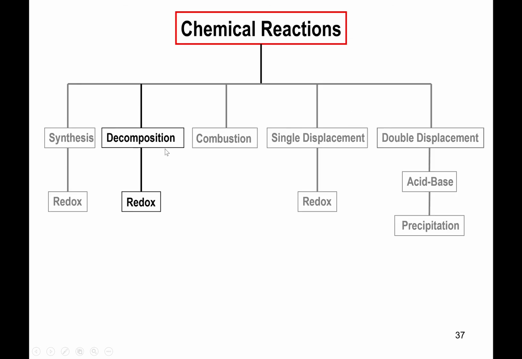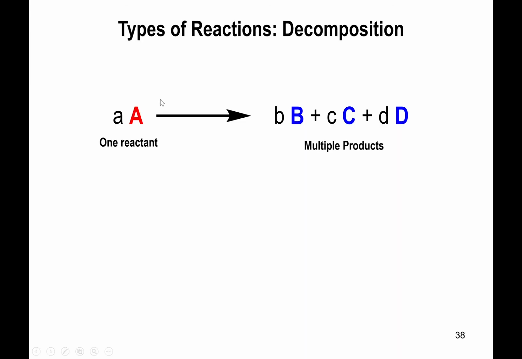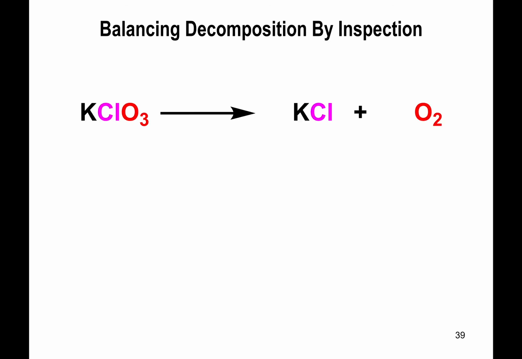All right, now decomposition in a way is the opposite of synthesis. You start with only one thing, but you end up producing multiple products, right? In that respect it is literally the opposite of synthesis, but not necessarily the reverse of synthesis. It's just the opposite of it by definition. One reactant, multiple products, decomposition. Multiple reactants, one product, synthesis. All right, so let me show you an example. We have KClO3 turning into KCl and O2.